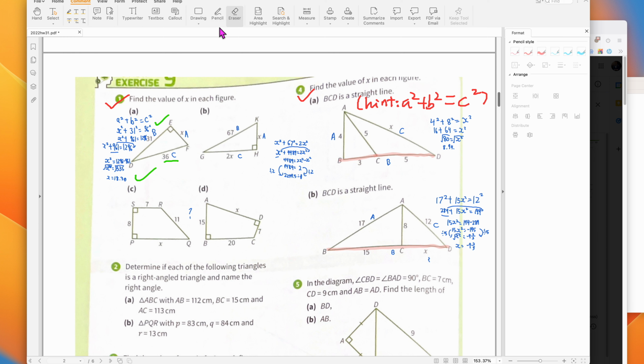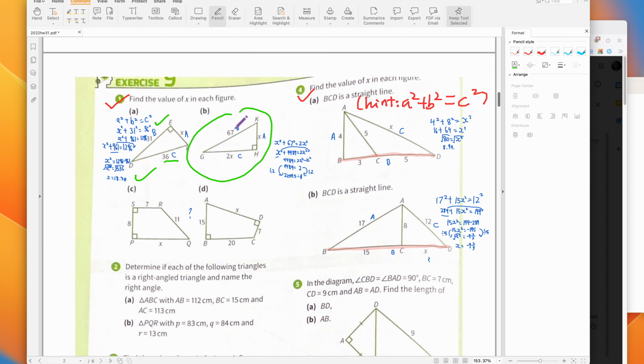For this one, which one is the C? Actually, how do you decide the C? It's always the right angle, the side that is opposite to the right angle, that is the C. Okay? Never fail one. How do you identify the longer side?